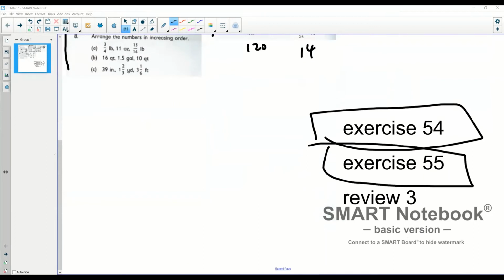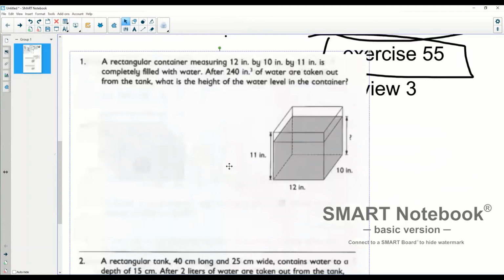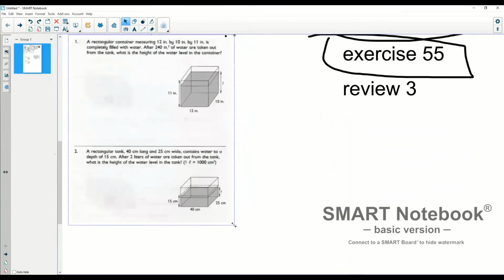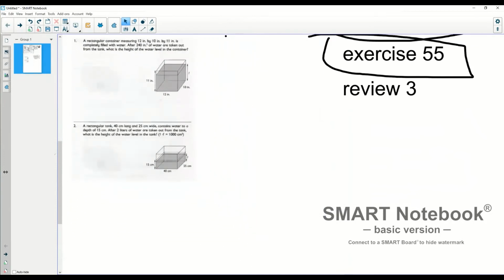So now we're going to move on to exercise 54. Exercise 54 is incredibly short. It is just 2 questions. Send me the answers when you finish this. And if you finish this, I will also put in exercise 55, so you can send all these answers at once if you'd like.